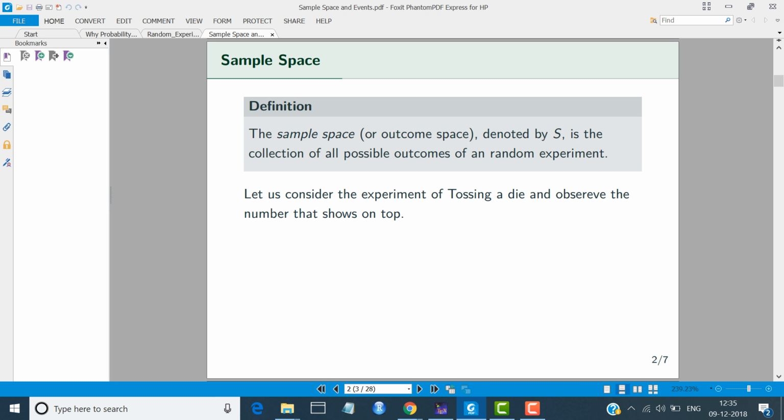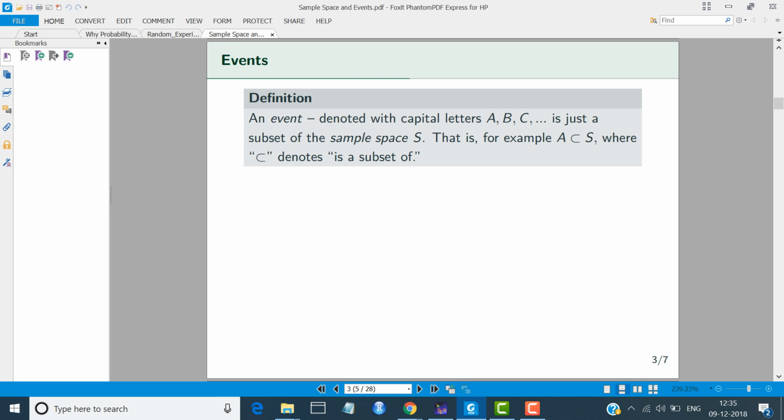Let us consider the experiment of tossing a die and observing the number that's shown on top. This is the random experiment. So what is the sample space in this case? The sample space contains the values 1, 2, 3, 4, 5, and 6. If we throw a die, these are the possible numbers that we will get.